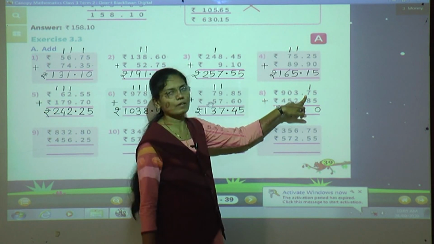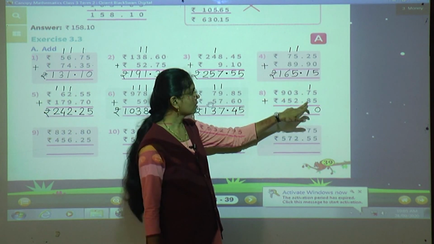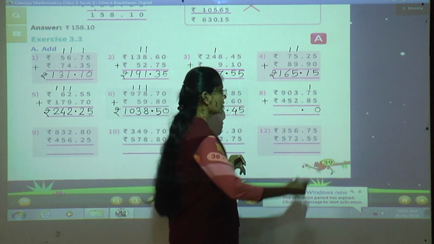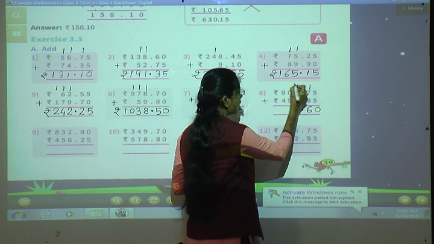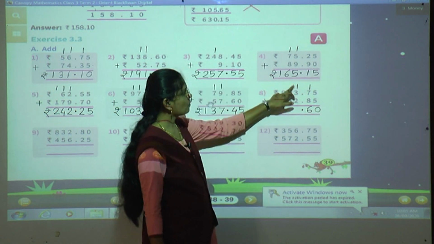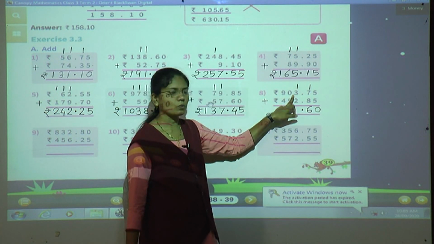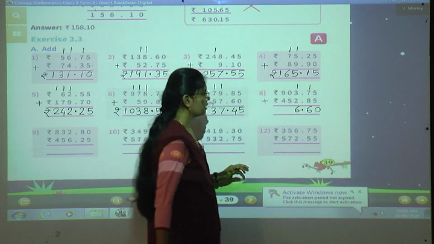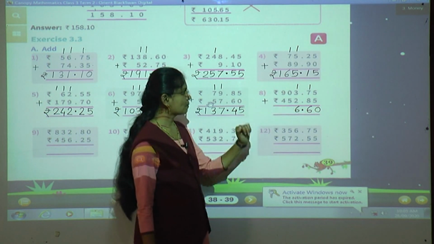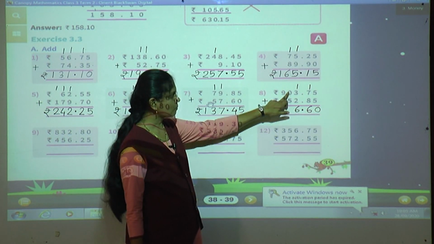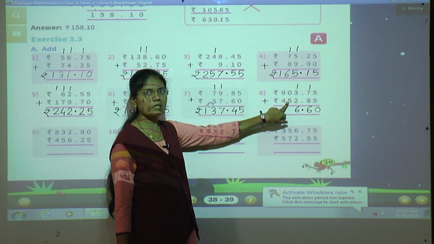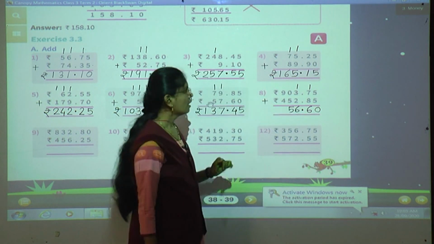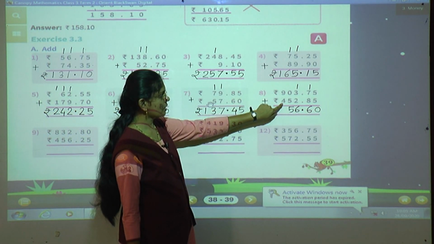Then 1 plus 7, 8. 8 plus 8, 16. So here we will write 6 and 1 as a carry. Then 1 plus 3, 4. 4 plus 2, 6. Correct. So write here 6. Then we'll move to the next place. Here 0 is there and here 5 is there. So 0 plus 5, 5. So write here 5. And the last one is remaining, that is hundreds place.